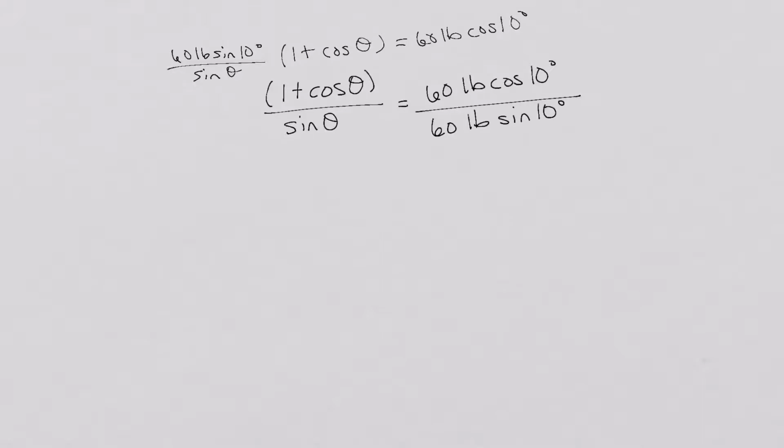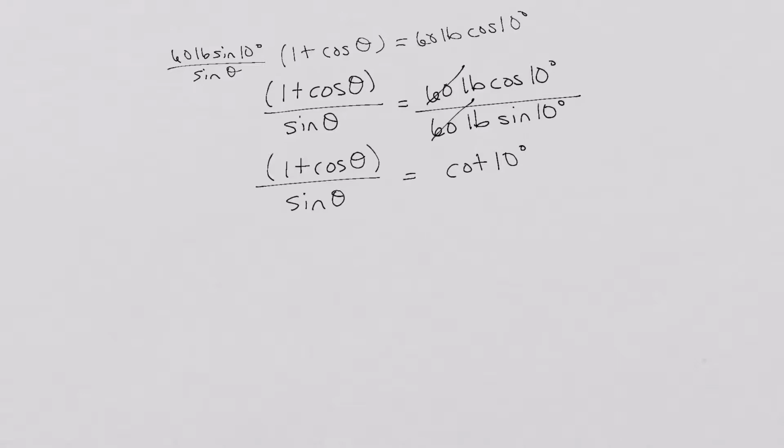And so the 60 pounds just cross out, so we have cosine over sine. So that would be the inverse tangent. So we've got basically 1 plus cosine theta over sine of theta, and that equals basically cotangent of 10 degrees. So what we need to do now is figure out what to do with the cosines and the sines, because it's a little complicated.